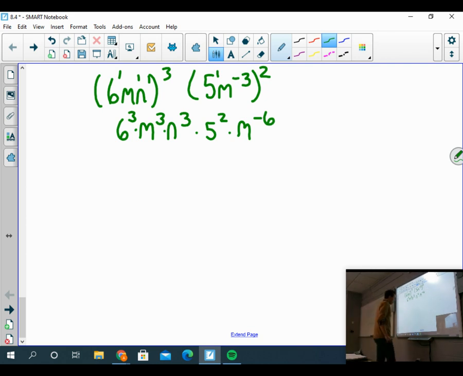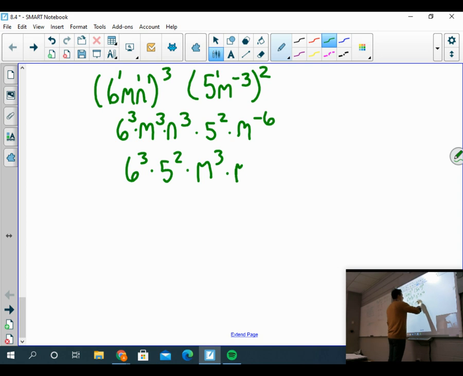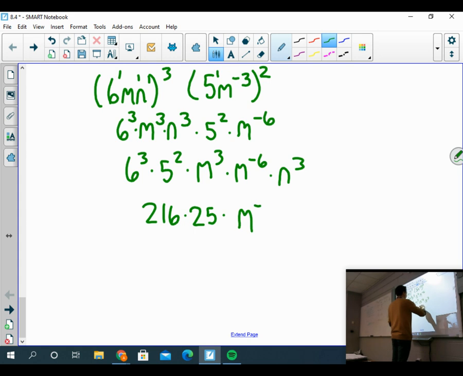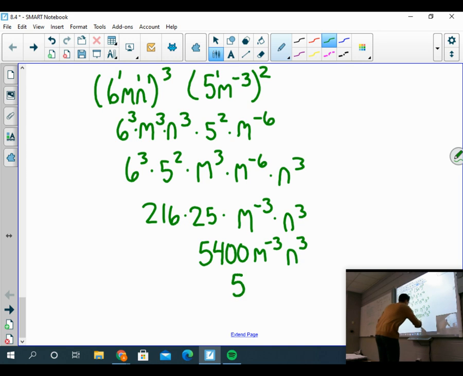So what I'm going to do now, since they're all multiplied together, is reorder. And now we'll do some simplification. 6 to the third is 216. 5 squared is 25. Like bases multiplied together, add the exponents. This will multiply together to be 5,400. And then we move our negative exponent to the denominator.